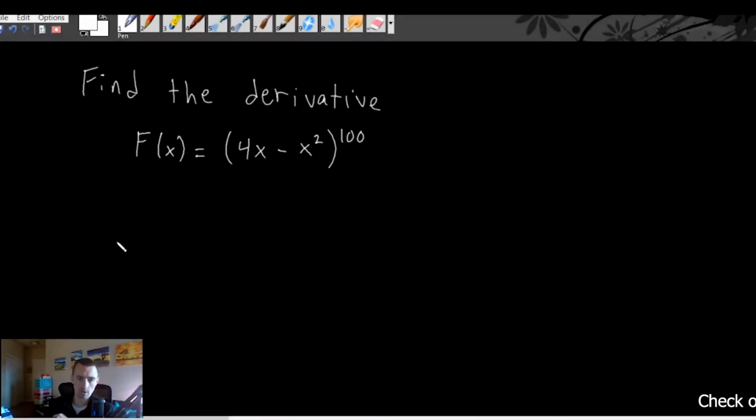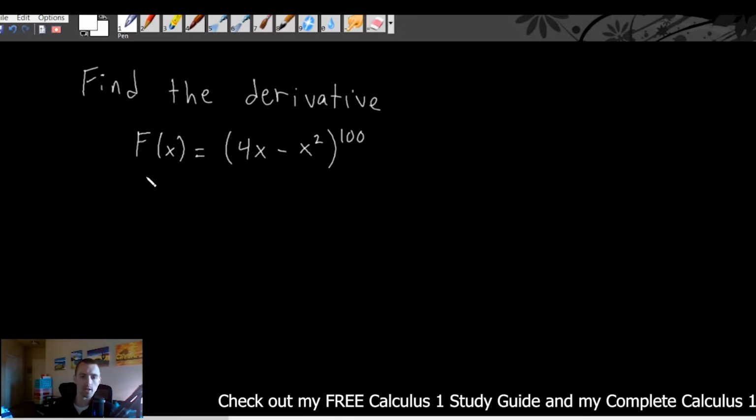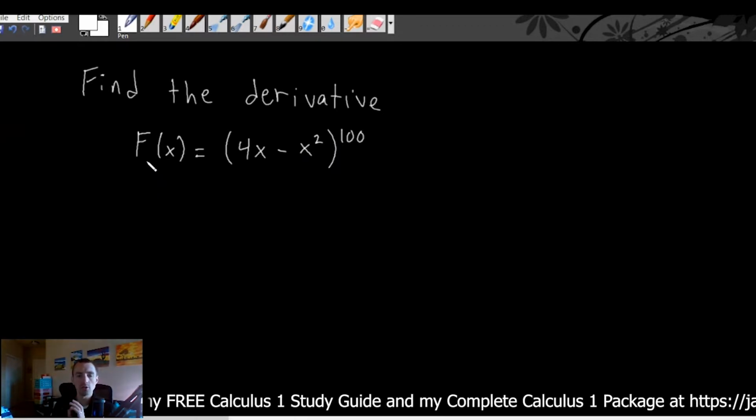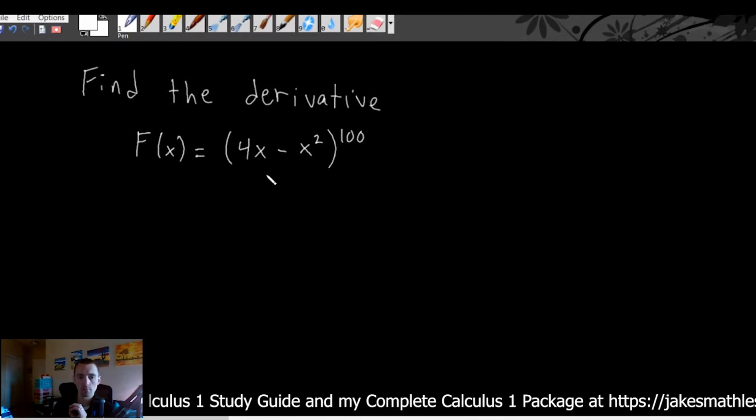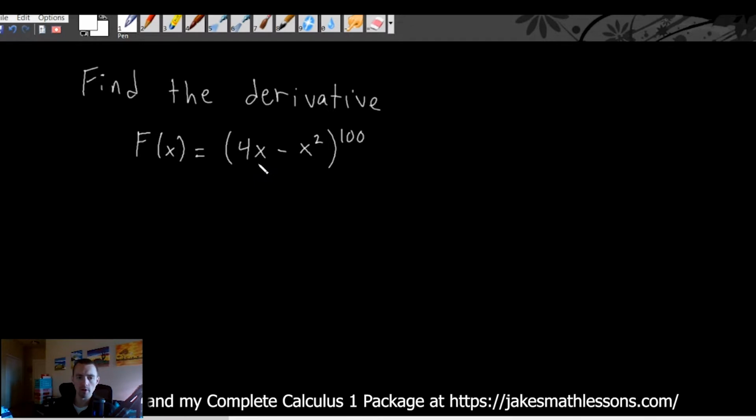Start by thinking about if we're going to find the derivative of this function, 4x minus x squared, all in parentheses, raised up to the 100th power. If we're going to find the derivative of this using the chain rule, what we want to do is think about our inside function and our outside function. Usually you can figure that out by looking at where your variable, your x, is in this case. Well, we have an x right here and we have an x right here.